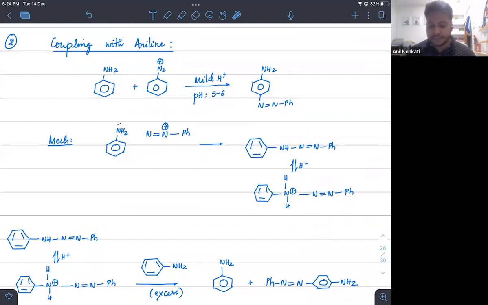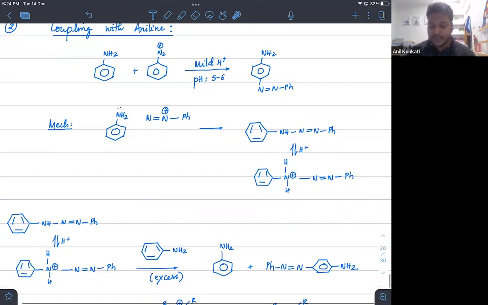With aniline, what is happening? We take aniline and react it with the diazonium salt. The pH this time would be between 5 and 6, which means slightly acidic. It should be slightly acidic. This is already a basic group, so we don't want to drive a basic solution into it again. So we want to keep it in a slightly acidic medium. In slightly acidic medium, the mechanism is a little different here.